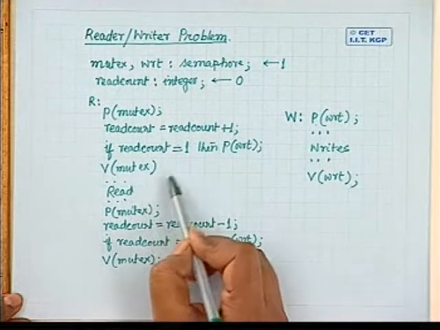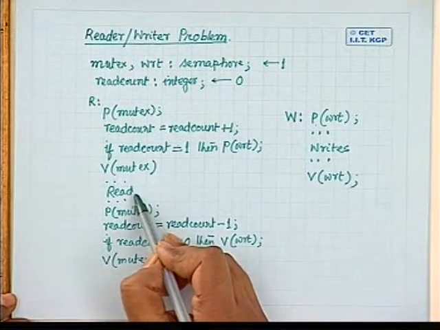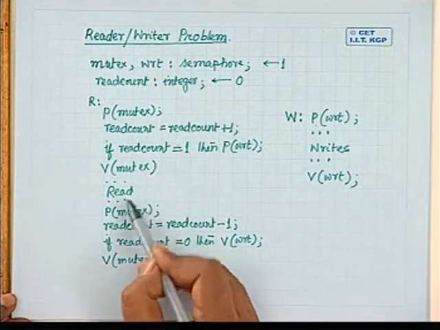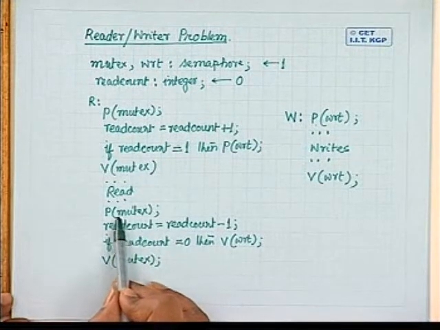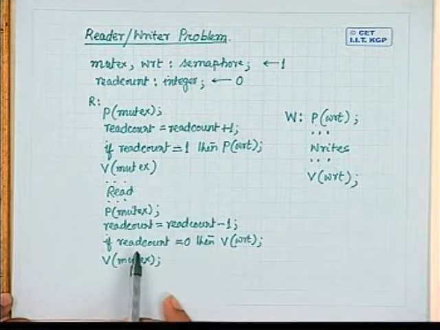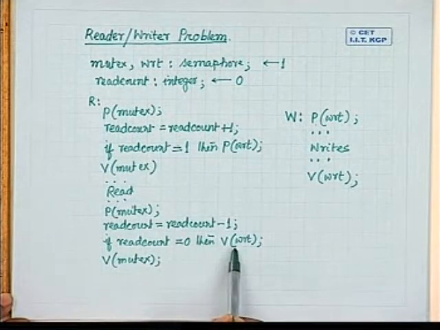Now, here you find that since there are two reader processes trying to read the content of the file simultaneously, they will also come out one after another. So the first process to come out will perform p mutex, decrement the read count. It will check what is the value of the read count. If read count equals 0, then only it will perform v write operation.